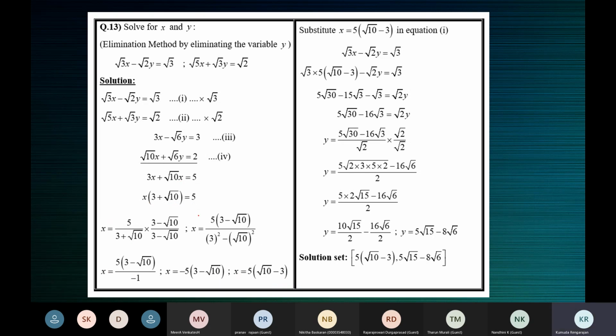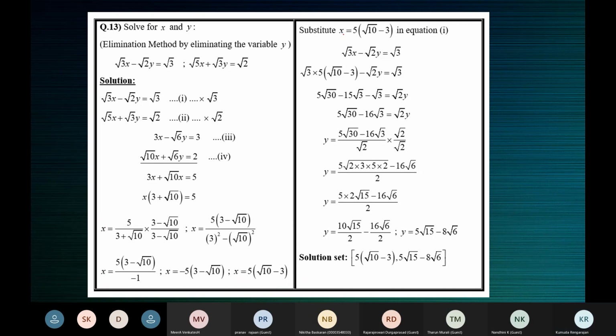So like this, we got the value of x here itself. X is equal to 5 by 3 plus root 10. All this was to rationalize the denominator. We got the value of x here. Now substitute. All this is of 9th standard, where we rationalize the denominator like this.